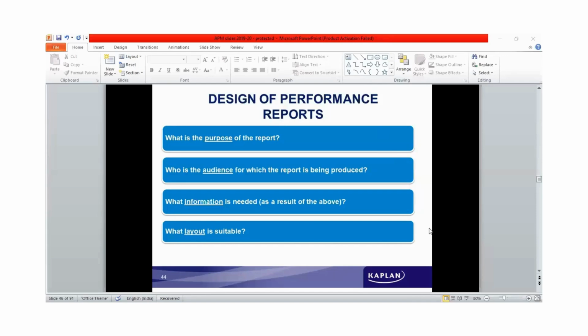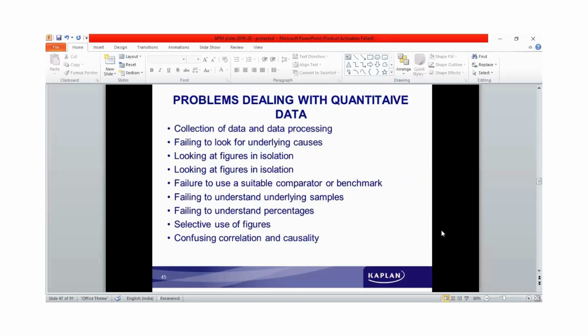Then, what is the pattern in which the report is prepared? The next topic is the types of data, quantitative data, qualitative data, and what are the problems associated with quantitative data. Now, quantitative data is in the form of numbers, facts, figures. Those things we call quantitative data.